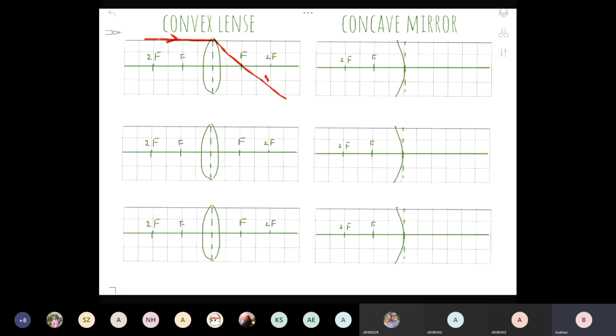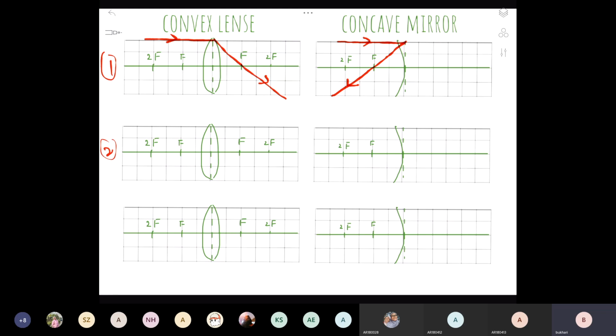Now we are going to look at the concave mirror. What happens if we have light parallel to the principal axis is it will be reflected towards F. Now you can see the difference. Both of them pass through F, but this one is reflected to F and this one is refracted. There are two different terms you need to differentiate: we have refraction here and we have reflection here. That is the first rule for concave mirror.